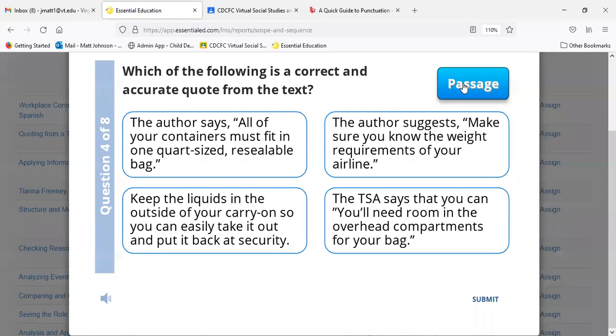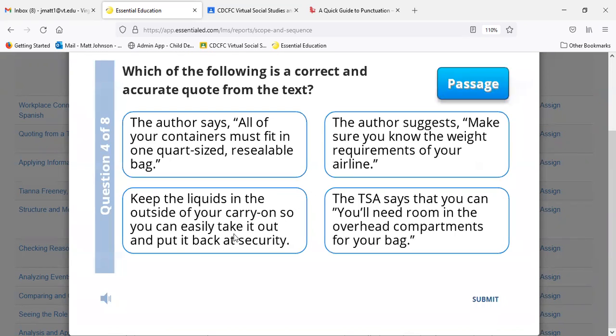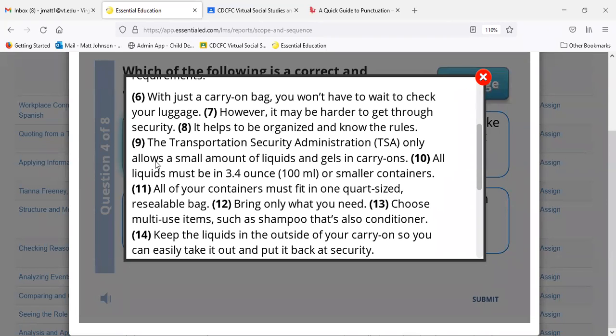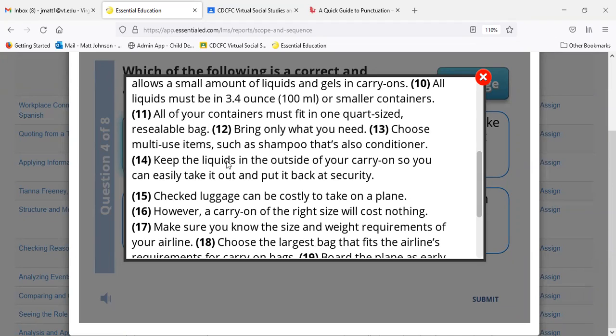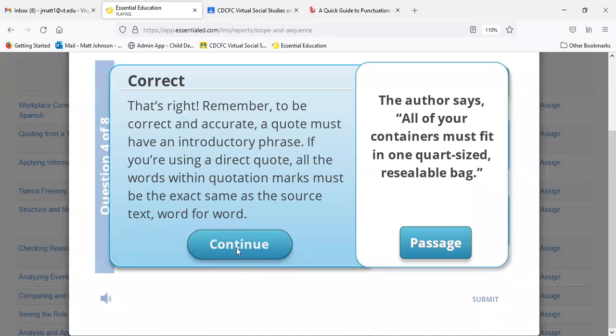This is what I was talking about. Lots of back and forth trying to determine what the exact language is. I don't think it was any of the direct quotes. It is the paraphrase. Let me see, is it A? Yeah, it's A. All of your containers must fit in one quart-sized resealable bag. All of your containers must fit in one quart-sized resealable bag. So word for word, letter for letter. There we go.